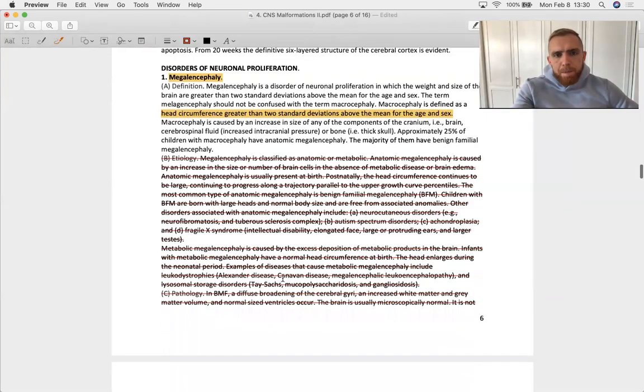First, we got some size problems and then we got some quality problems. So quantitative problems, you have too many or too few neurons, and then qualitative problems, they're not going where they ought to be. So quantitative neuron problems. Megalencephaly, you have too many neurons. The brain is greater than 2 standard deviations above the mean for age and sex in terms of head circumference. And they might really want to know that head circumference part. So you need to know it's particularly head circumference. That's how we measure megalencephaly.